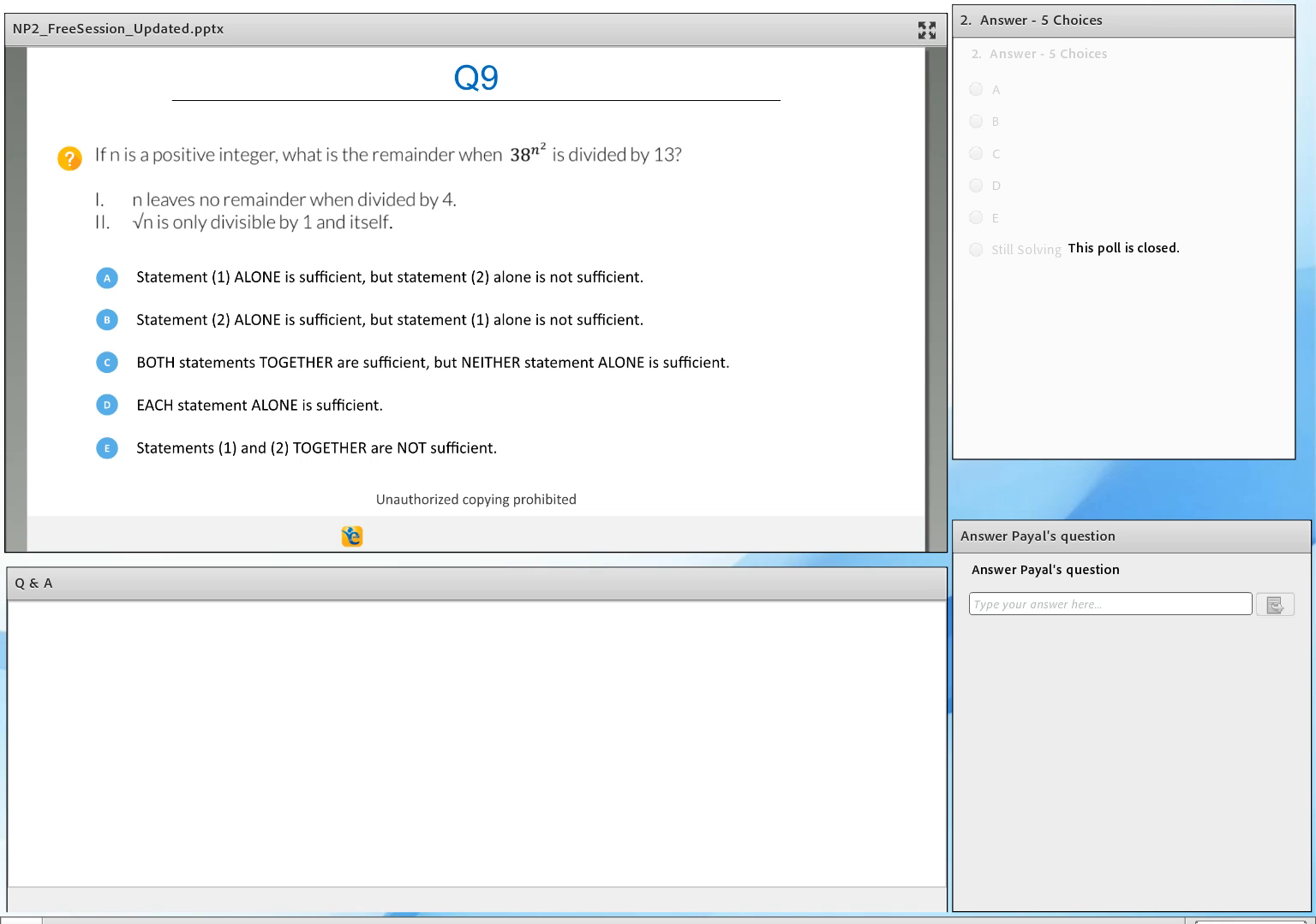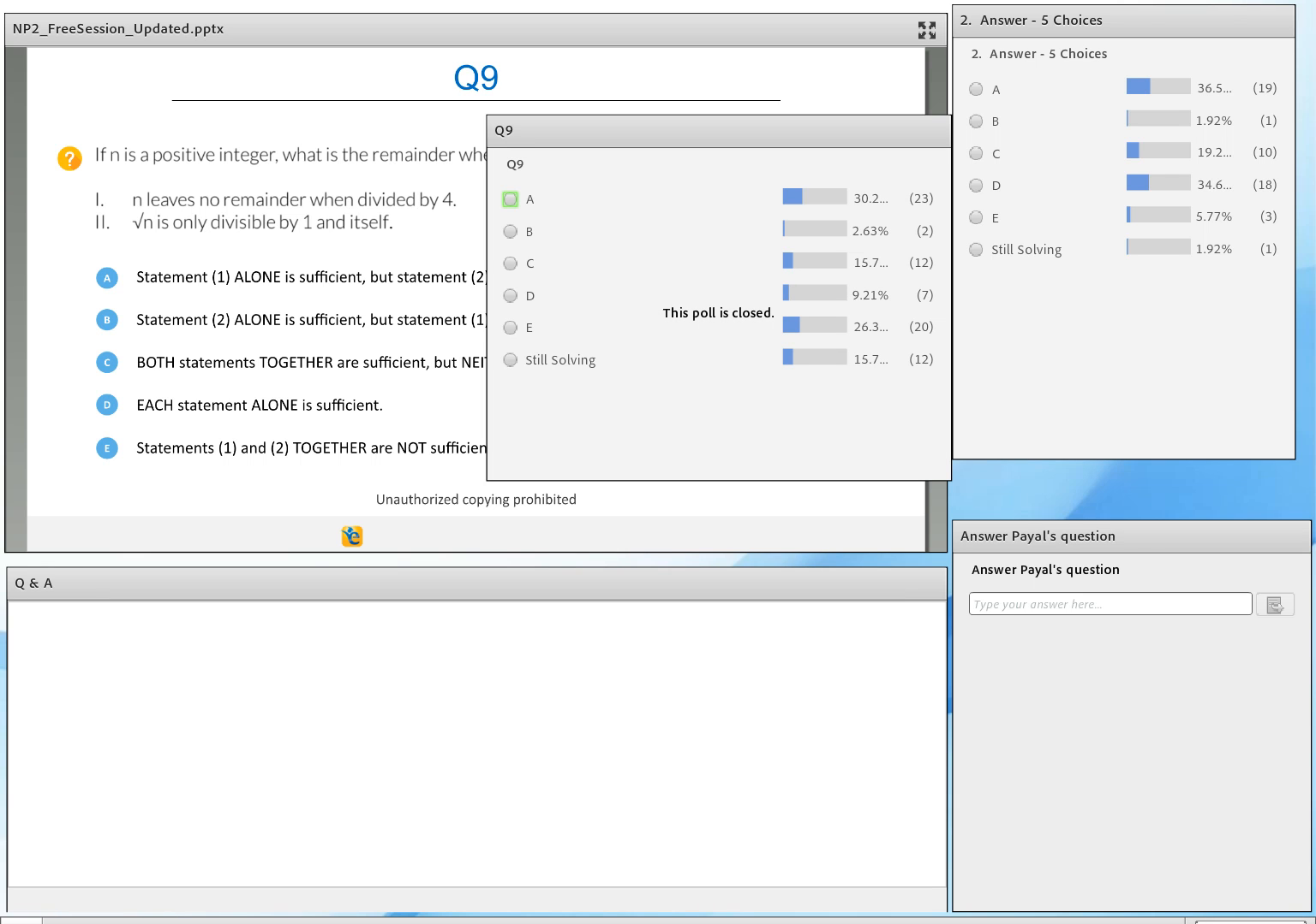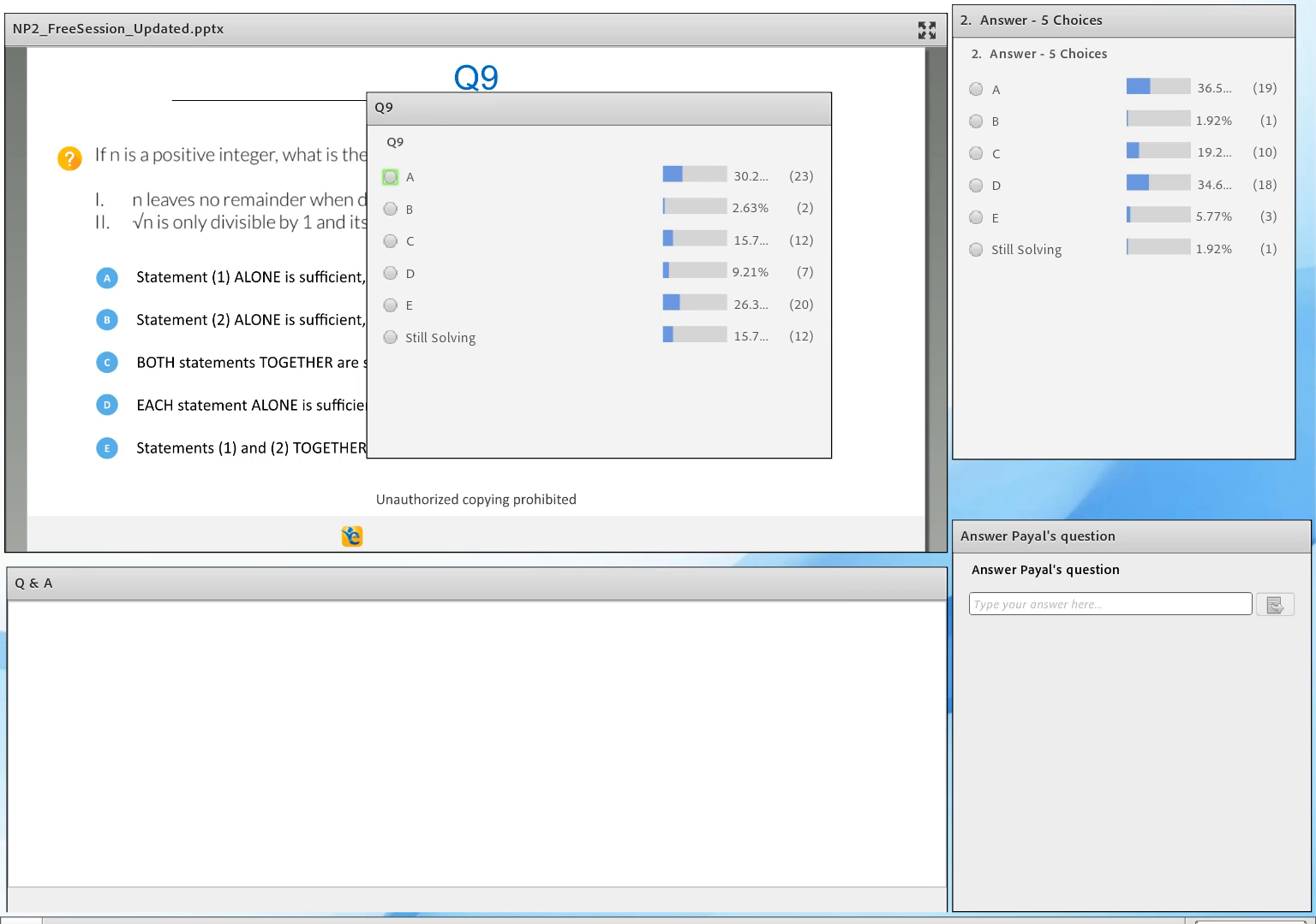For this question, I don't see that much improvement in the solution, although I've seen a shift in the responses. Let me broadcast the results. For question number 9, this was your initial response, the first time you solved the question. At that time quite a few of you were not able to solve it, and many selected choice E. Now more people think choice A, statement 1, is sufficient. I believe you were able to process statement 1 properly, but statement 2 is where things are still a little difficult.